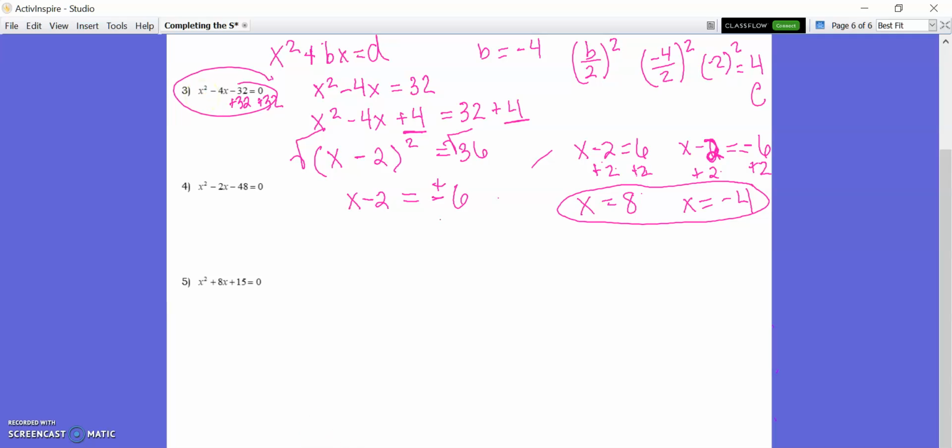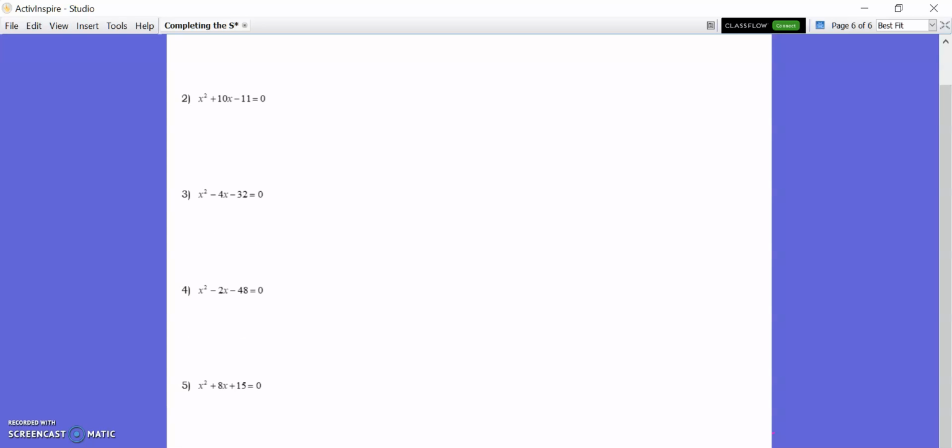Okay, we're going to take a look at our last two examples. So now we're on example 4. We'll go blue for this one. Maybe not. We'll try red.